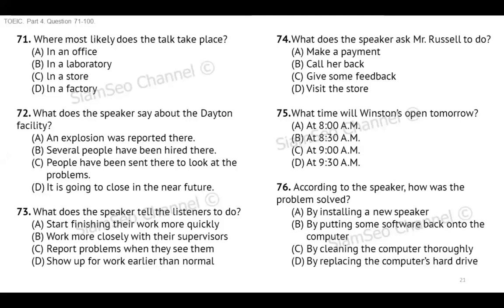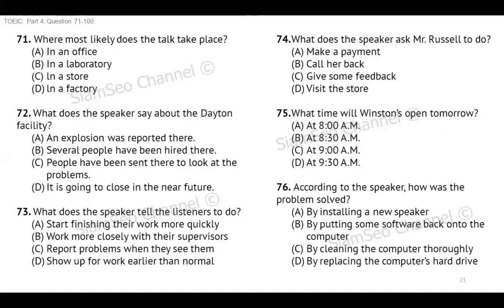Questions 71 through 73 refer to the following talk. Before we close this meeting, there's one more thing I'd like to cover. I'm well aware of the problems at the Dayton factory. A team of inspectors was sent there to look at the problems this morning, so none of you needs to worry about that anymore since we're handling the issue.